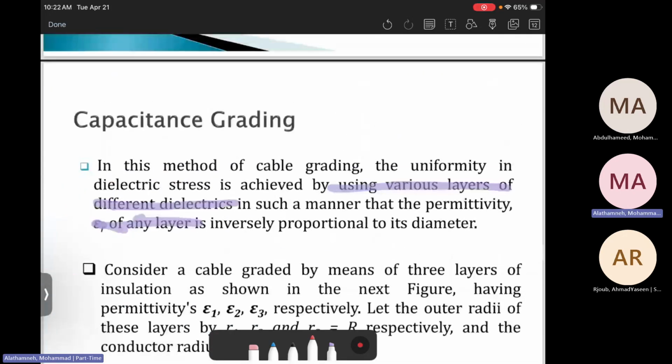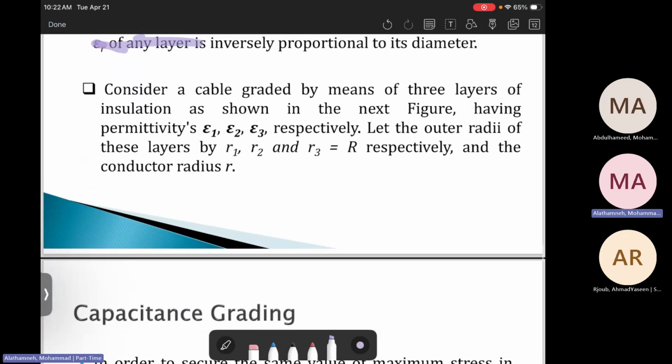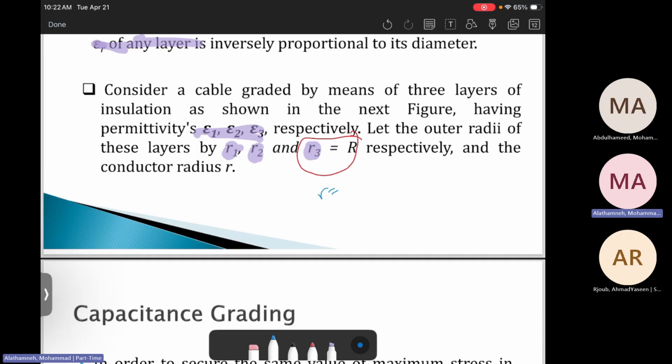Now let's go back here to see how we can do that. Again, we consider this as epsilon 1, epsilon 2, epsilon 3. Then there are different radii. The first layer R1 lowercase, R2 lowercase, and R3, which is the same as the cable radius, which we call R capital or R uppercase, the same thing that we call R conductor, or in other words, the diameter of the conductor divided by 2. Then R, which we call the radius of the cable, or in other words, DI divided by 2.